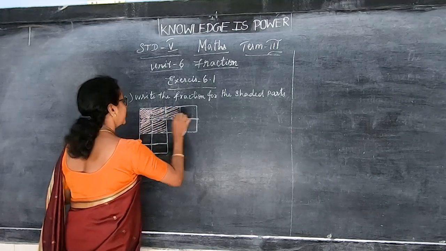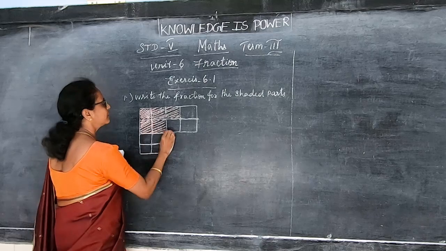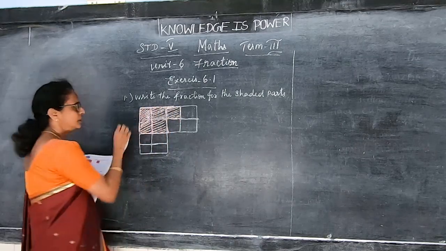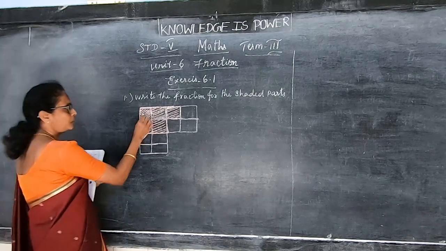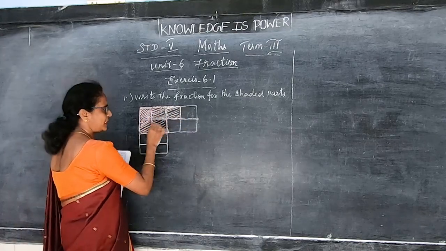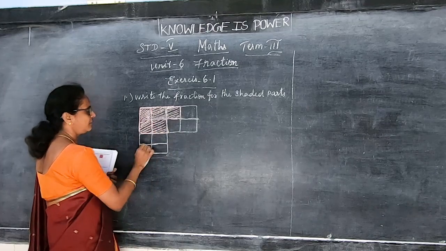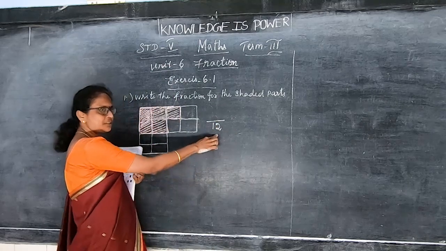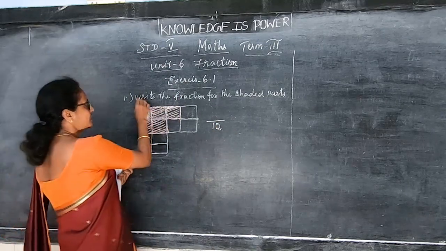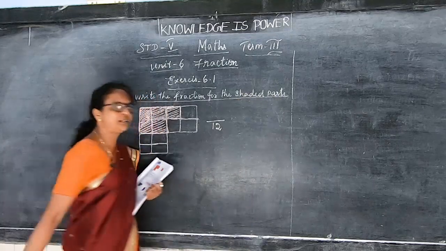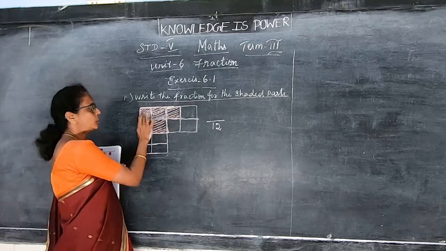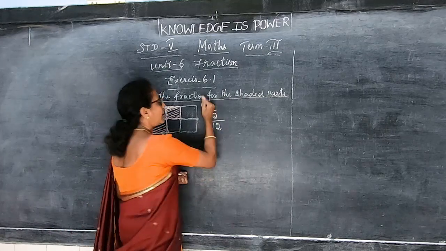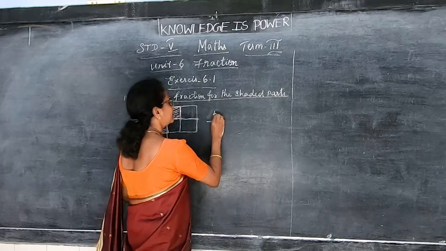Here we are given the portions like this. How many portions are there? First you count 1, 2, 3, 4, 5, 6, 7, 8, 9, 10, 11, 12. So the total part is 12. That should come at the bottom and this is known as the denominator. The question asks to write the fraction for the shaded parts. How many parts are shaded? 1, 2, 3, 4, 5. So you put 5 at the top. The answer is 5 by 12.